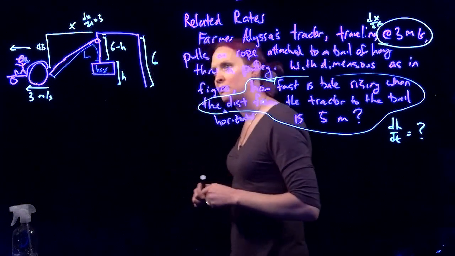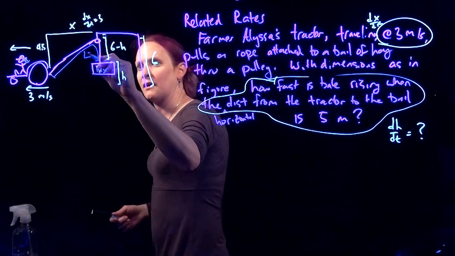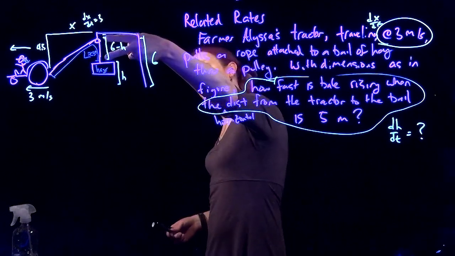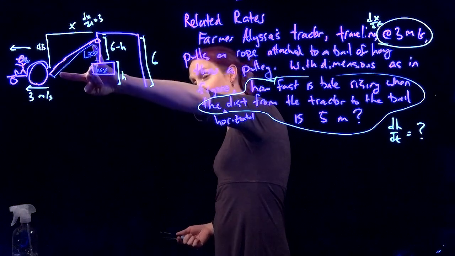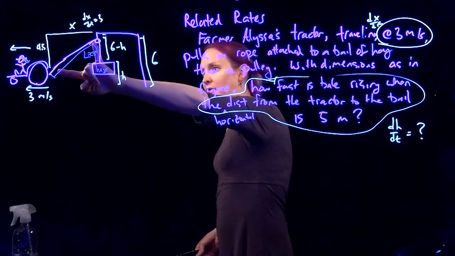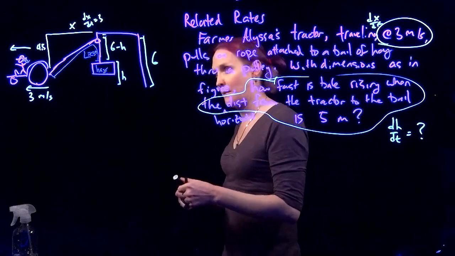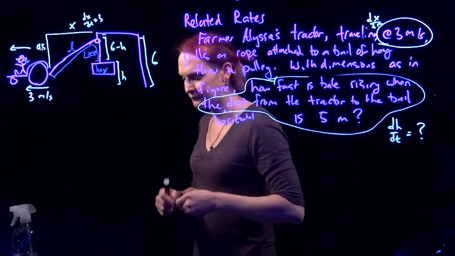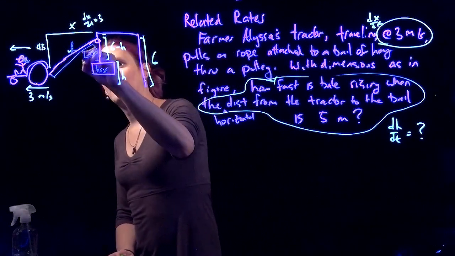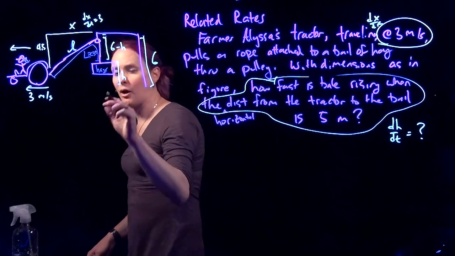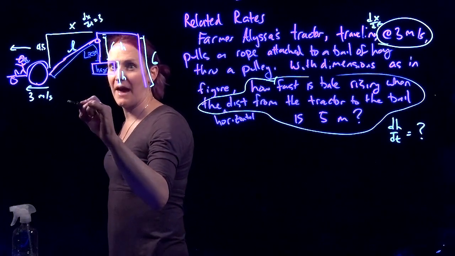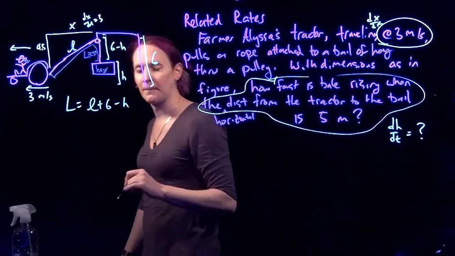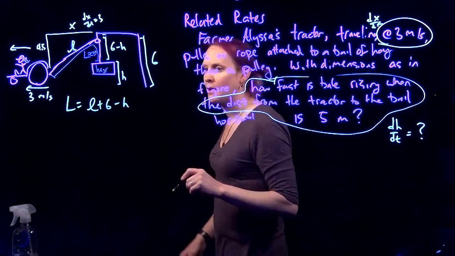Let's call that L. L is constant. There's a portion of the rope that suspends the bale of hay, and then the rest is in the part between the tractor and the pulley. Let's call that lowercase l. So we happen to have that L is equal to l plus (6 minus h). I've got parentheses around those, but I omitted them.